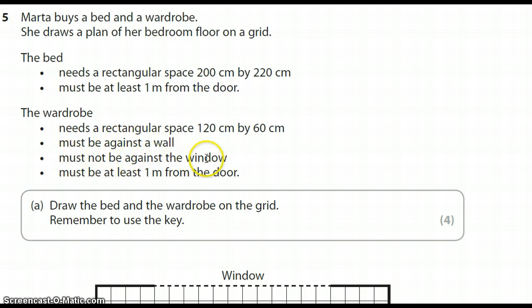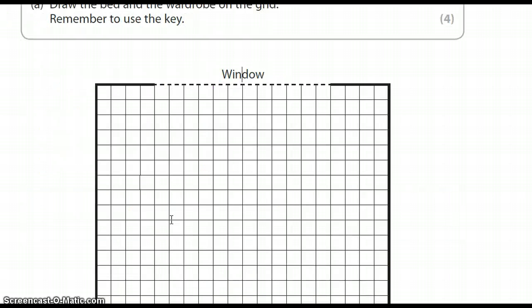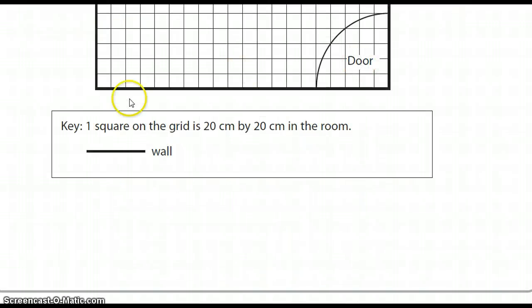It must not be against the window. It must be at least that far from the door. Draw the bed and the wardrobe on the grid. Remember to use the key. Window, door, key. That many square on the grid is that many cm by that many cm in the room. Wall.